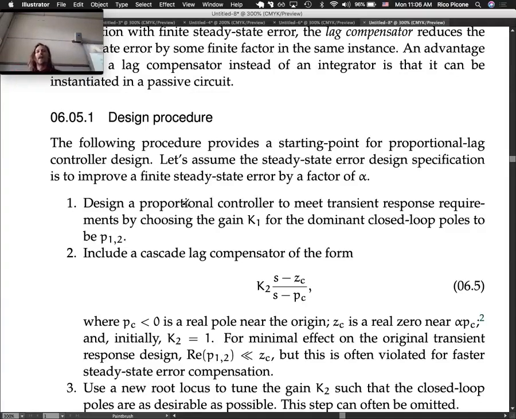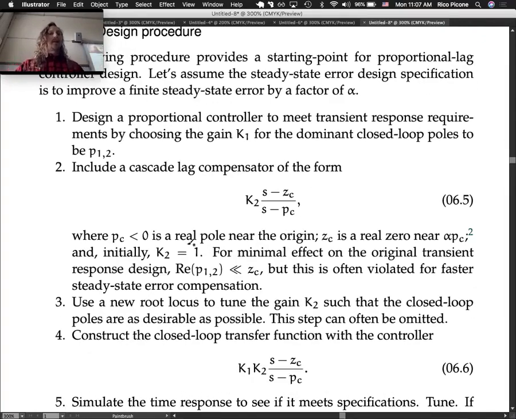So the first step is to design a proportional controller to meet the transient response requirements by choosing the gain K1 for the dominant closed loop poles to be P1, 2. This is the same proportional controller design we've done using the root locus. Just choose that gain to get you as close as possible to the transient response characteristics that you desire.